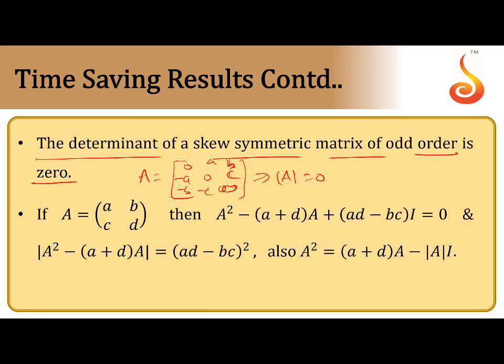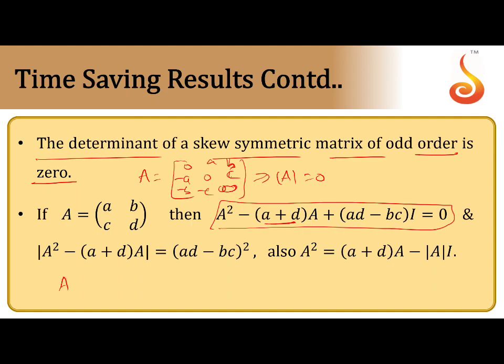If A = [a b; c d], then sometimes they ask to prove that in the quadratic expression A² − (a + d)A + (ad − bc)I = 0. So they'll give some unknowns. They give a matrix A and A² − kA + λI = 0. How to find the values here? You can use this property: k = a + d is the multiple of A, and the multiple of I is ad − bc.